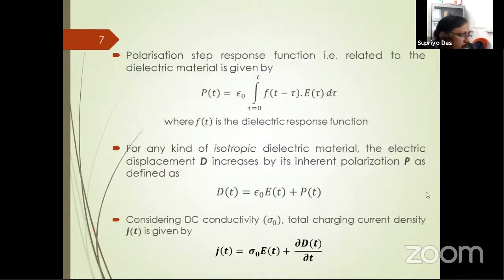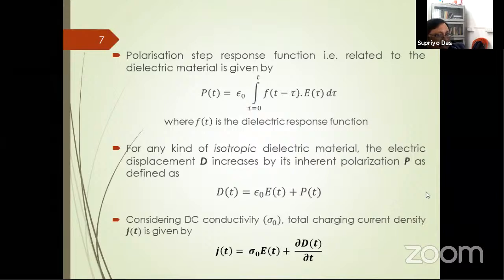Coming to the response, once you apply a field, which is a step function, what is the polarization response? I have not gone through the derivation entirely, but I have put up the equation that polarization for a step function field is related to a dielectric material by this integral form. It is actually the convolution theorem that has been used to get this equation, where f(t) is the dielectric response function.